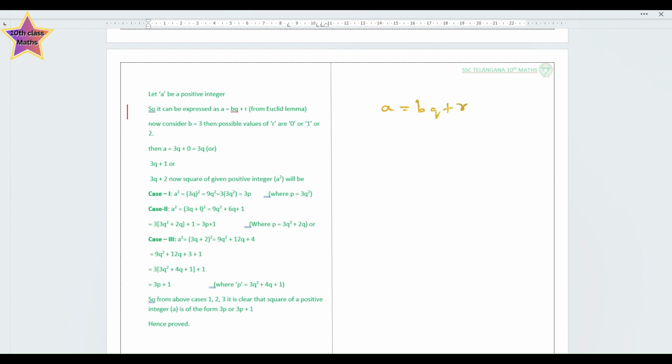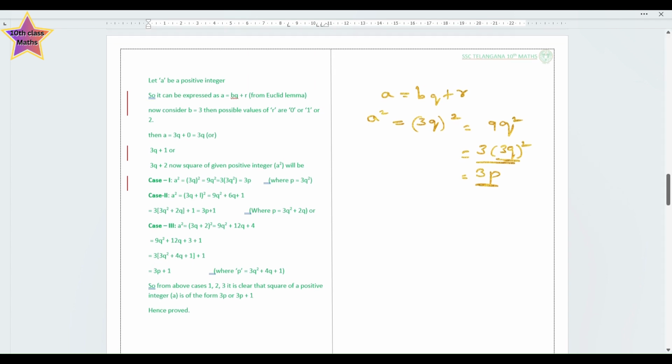We should find the square. Okay, a square. If it is 3q, that is nothing but 3q square, which is nothing but 9q square. Can you write in terms of 3? Yes, of course. This is nothing but 3 into 3q square. So this is a multiple of 3. So if you take this as p or m or k or j, anything, it is in the form of 3p or 3s, 3t. If you substitute this with any variable, you can use. So this is a multiple of 3. So it is in the form 3p. Okay. So let us take the next one.